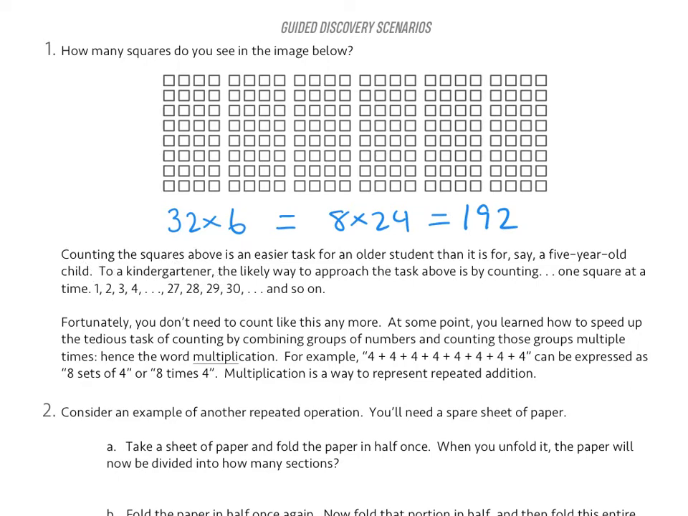Counting the squares above is an easier task for an older student than it is for, say, a 5-year-old child. To a kindergartner, the likely way to approach the task above is by counting 1 square at a time. 1, 2, 3, 4, etc., 27, 28, 29, and so on. Fortunately, you don't need to count like this anymore.